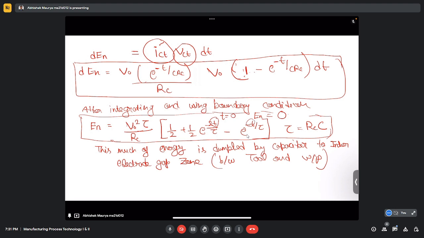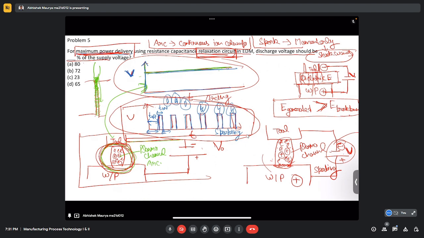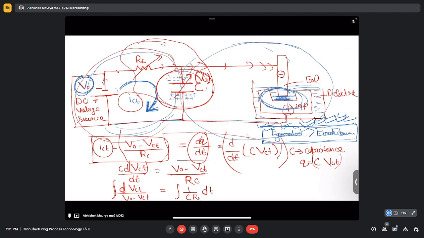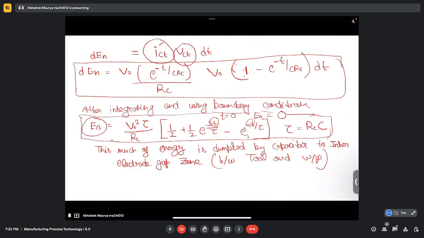Now the question is all about the power. The condition is that for the maximum power delivery we need to find out the discharge voltage. Right now we have arrived up to the energy. So we have energy, but now we need to find out the power. This energy we are providing to the workpiece and the tool for some time, let's call that time Tc. So this much of time it will take. This much energy, En amount of energy, we are giving for the time duration of Tc.